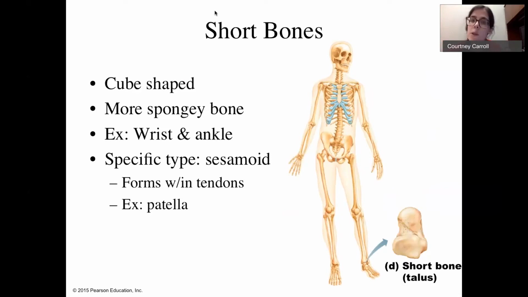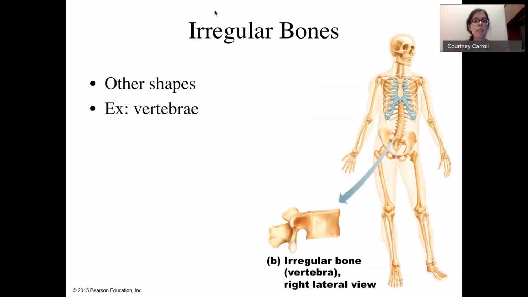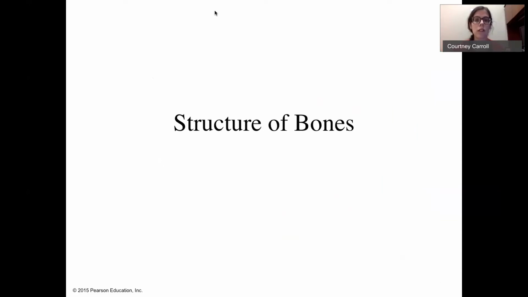A specific type of short bone is a sesamoid bone, which forms in the tendons, like our patella or our kneecap. And finally, we have irregular bones, which occur in just other sizes. It's the miscellaneous category, and typically this is what we classify our vertebra as. Now let's talk about the structure of bones.